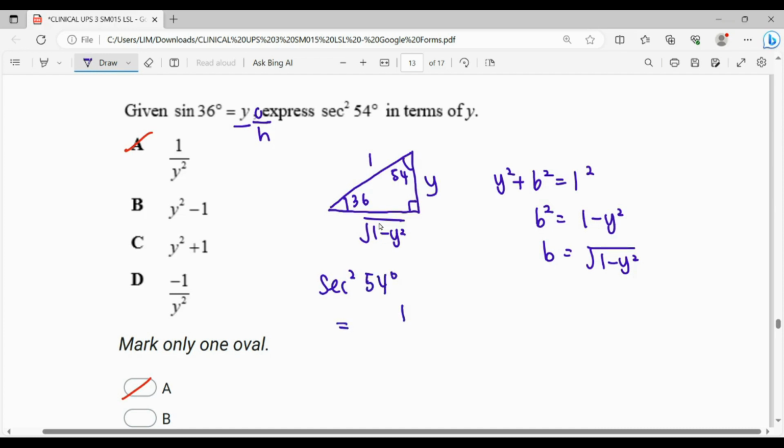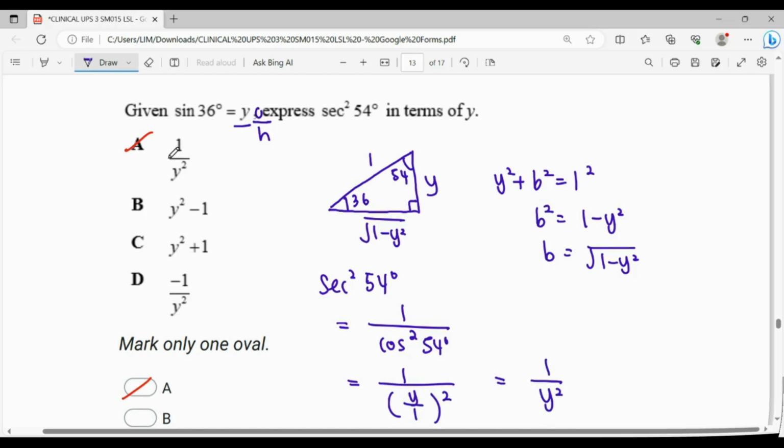So secant squared is 1 over cos squared of 54. So what is your cos 54? Cos 54 will be adjacent over hypotenuse, so y over 1 squared. So in other words, here will be 1 over y squared. So answer will be A.